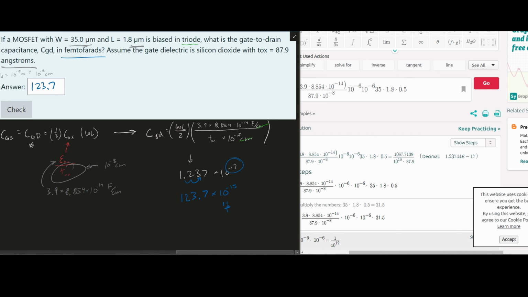Remember to look at units. That tripped me up at first with the centimeters here, and when we actually convert it right here. So that's how we would go about solving this problem.